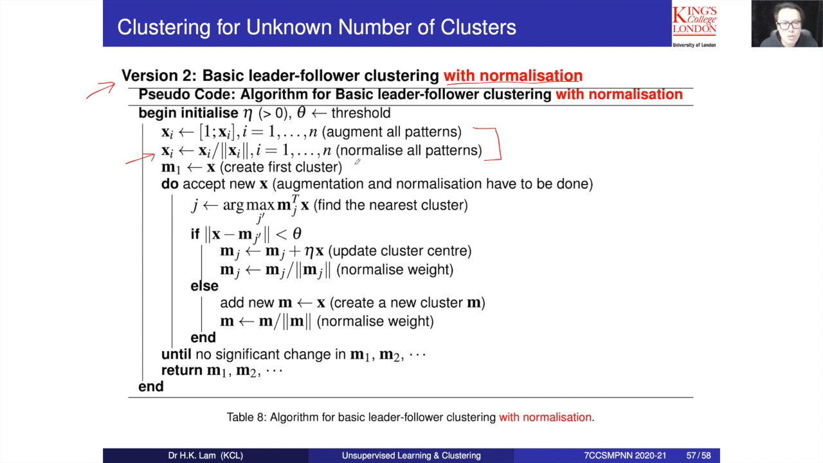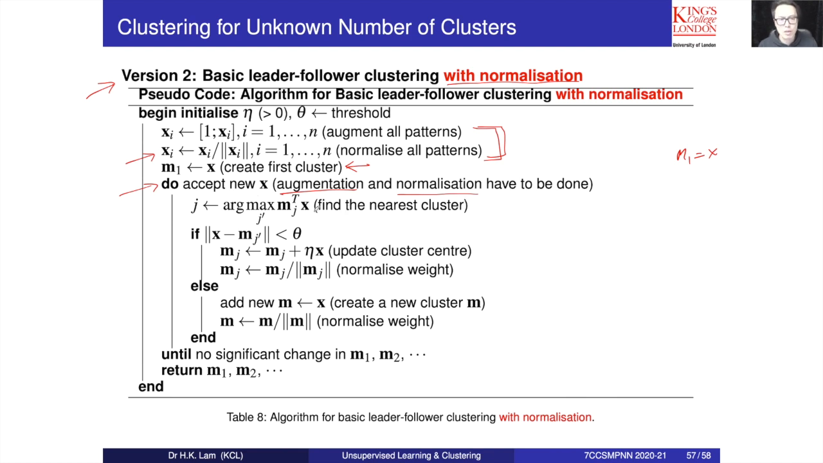Now, the same idea: the first x is drawn from the samples. We call this M1, that is the first sample. Now, we go to this do statement. Take another sample, randomly pick one from the data set, and then remember to do augmentation and normalization, just like what we have done before.